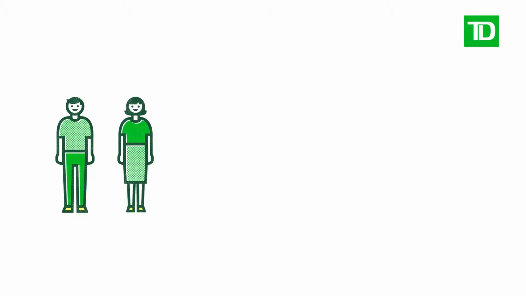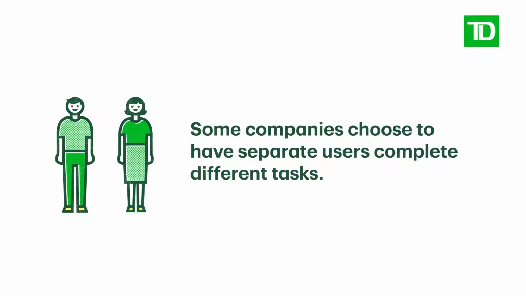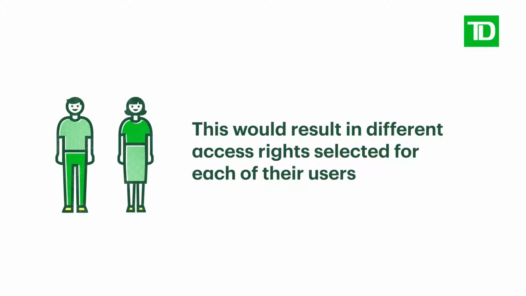Some companies choose to have separate users complete different tasks. For example, one user who inputs payments and another who authorizes them. This would result in different access rights selected for each of their users.